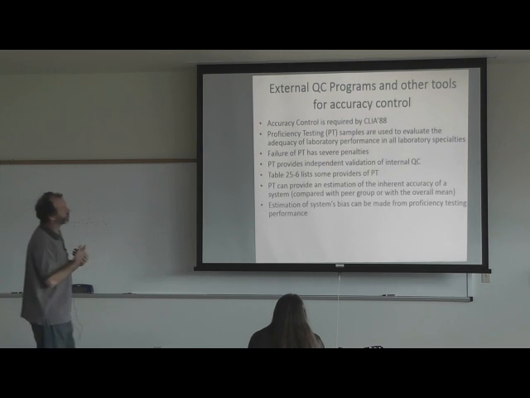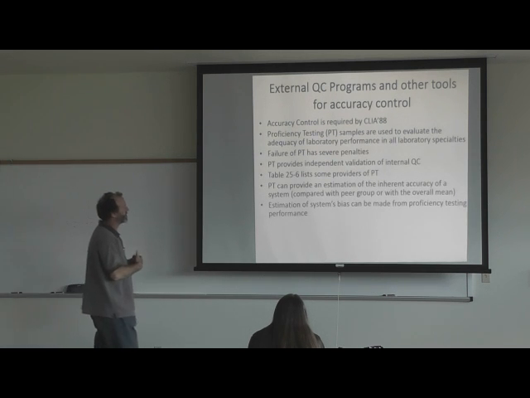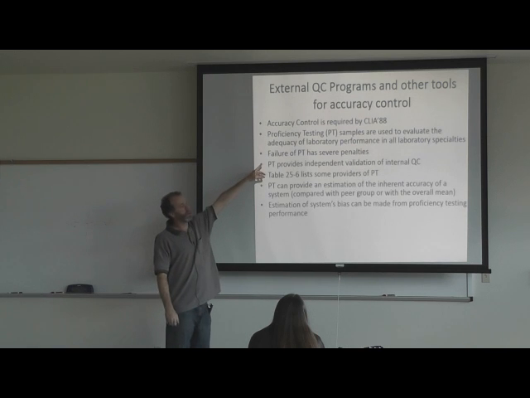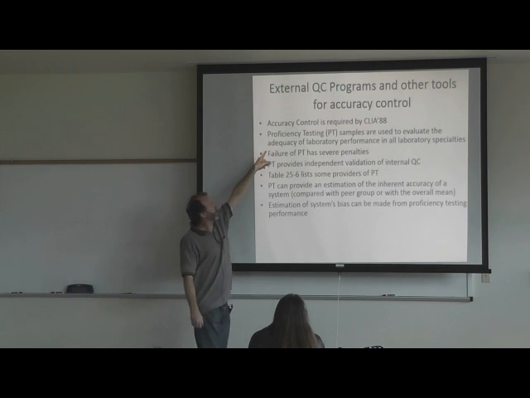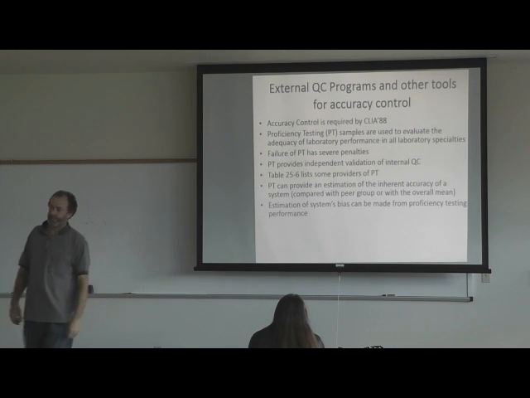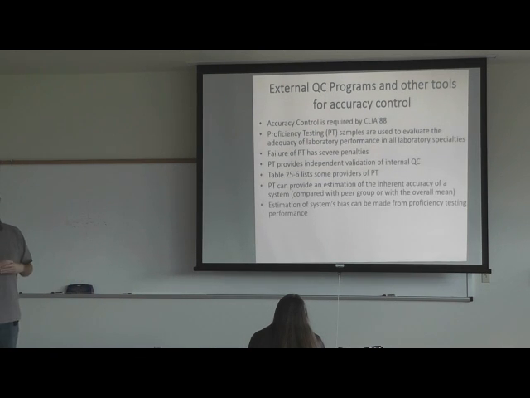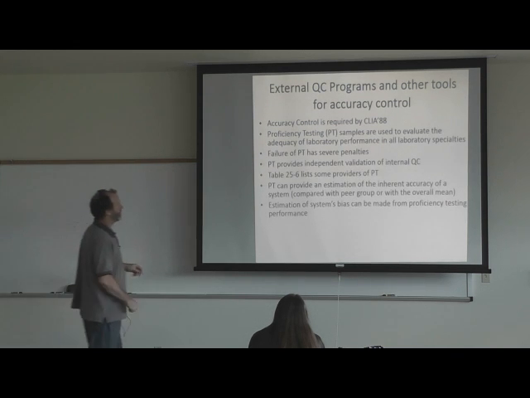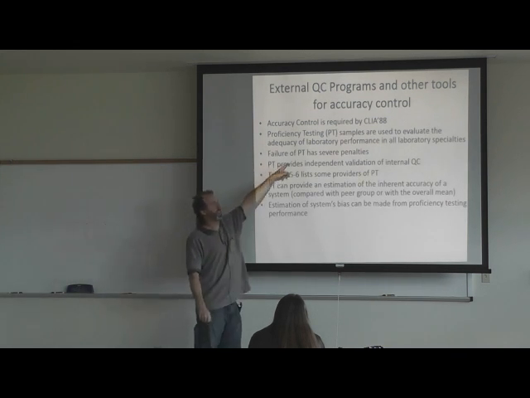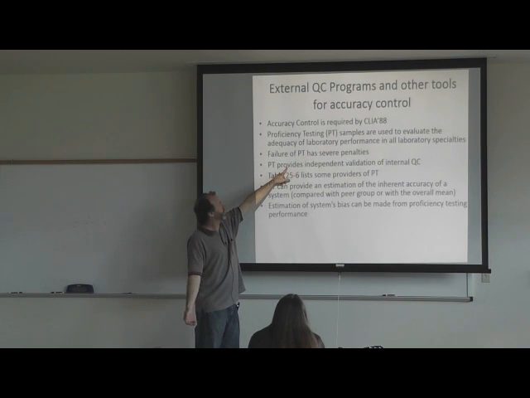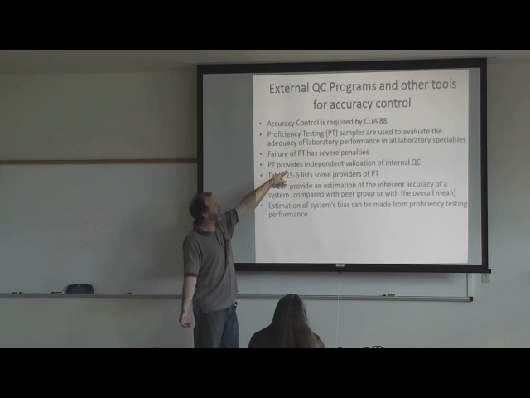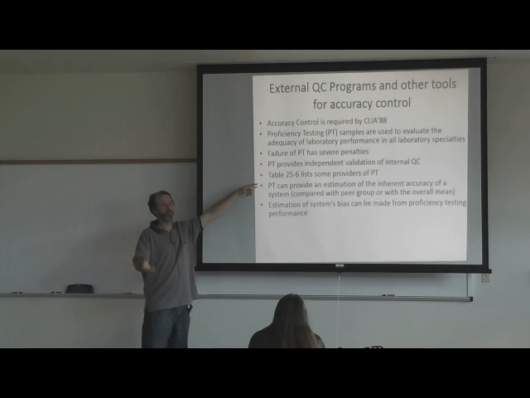External quality control programs and other tools. So accuracy control is required by CLIA 88, and that includes proficiency testing samples. So they're used to evaluate the adequacy of laboratory performance in all laboratory specialties. Failure of a proficiency test has severe penalties. Proficiency testing provides independent validation of your internal quality control.